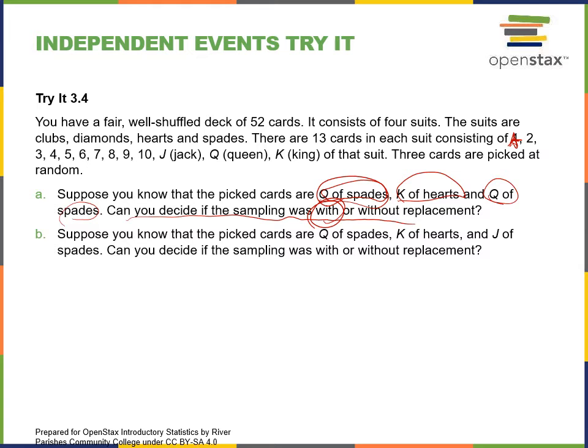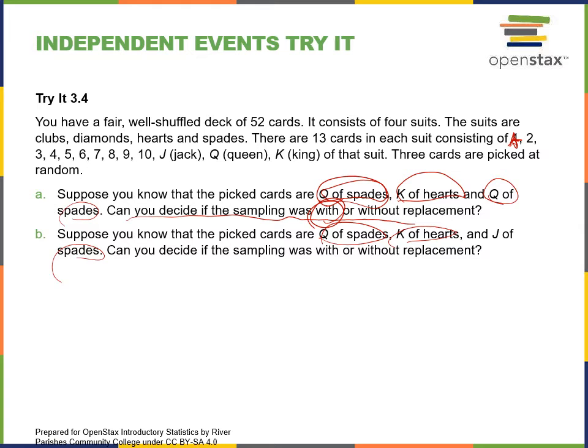How about we do it again? We pick cards and we get the queen of spades, we get the king of hearts, and we get the jack of spades. Can you decide if that was with or without replacement? Well, it actually could be either. You could have pulled each card out and put it back in the deck and gotten a different card every single time. That's possible. You could have also done it without replacement. You could have taken the queen out, put it on the side, then pulled the king out, put that on the side, then pulled the jack out, put that on the side. You didn't get the same card twice, so that actually could have been with or without replacement. It's hard to tell just from the cards you picked, but definitely the first one had to have been with replacement.